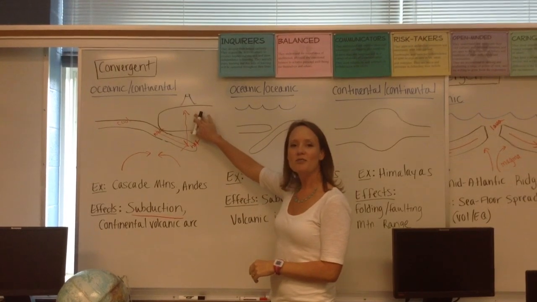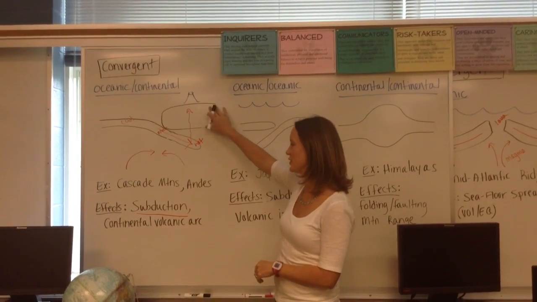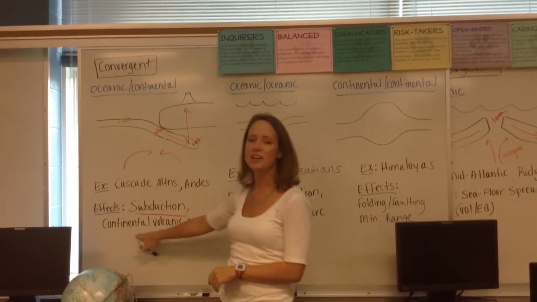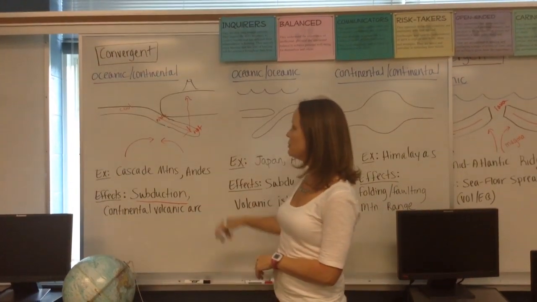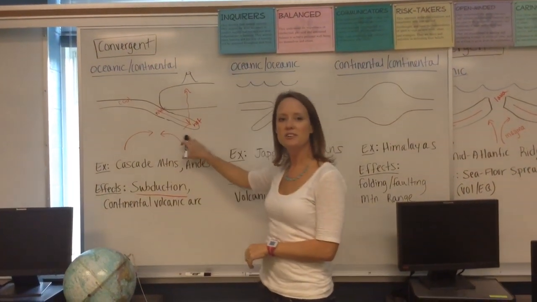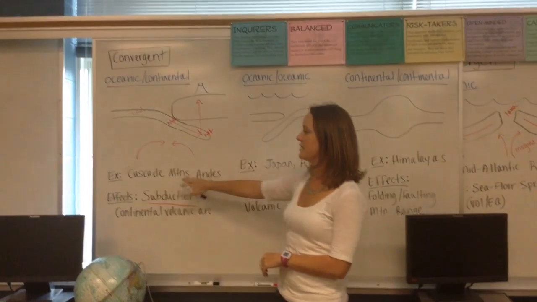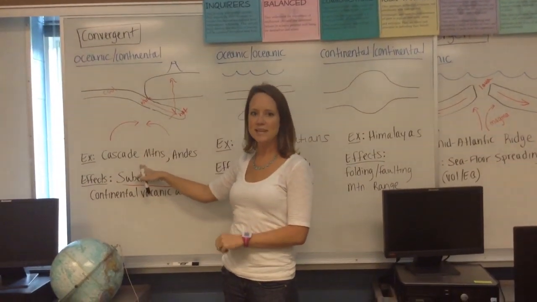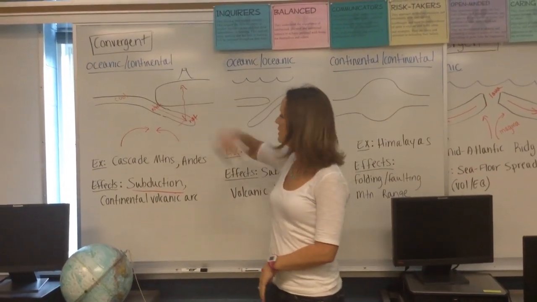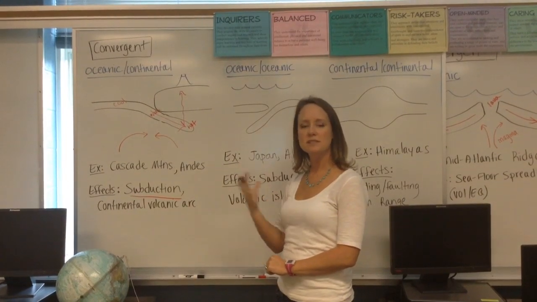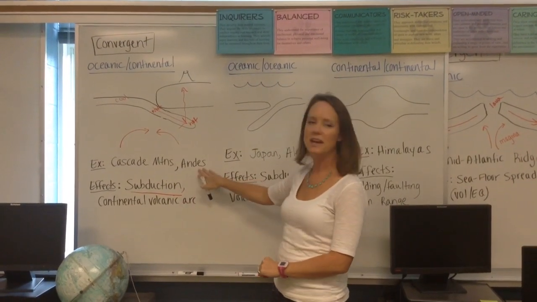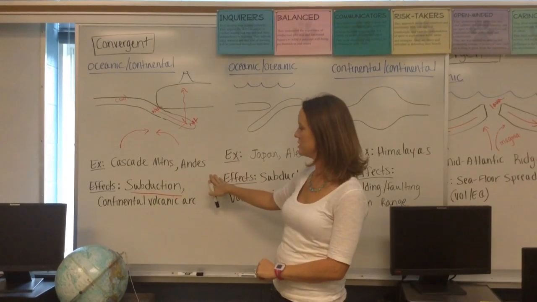What we see are volcanoes that form on the continental crust. These are called continental volcanic arcs. An example would be where the Pacific plate is pushing underneath the North American plate, the Cascade Mountain Range. That's where Mount St. Helens is. It's one of these volcanoes. Also, where the Pacific plate is subducting underneath the South American plate, we have the Andes, another mountain range.